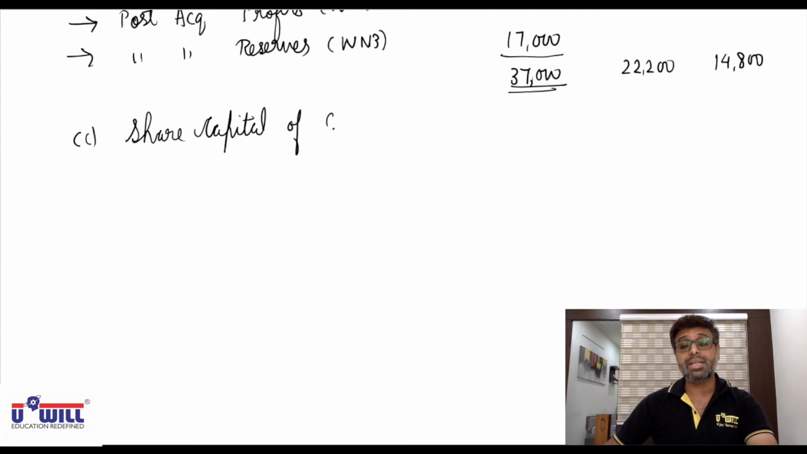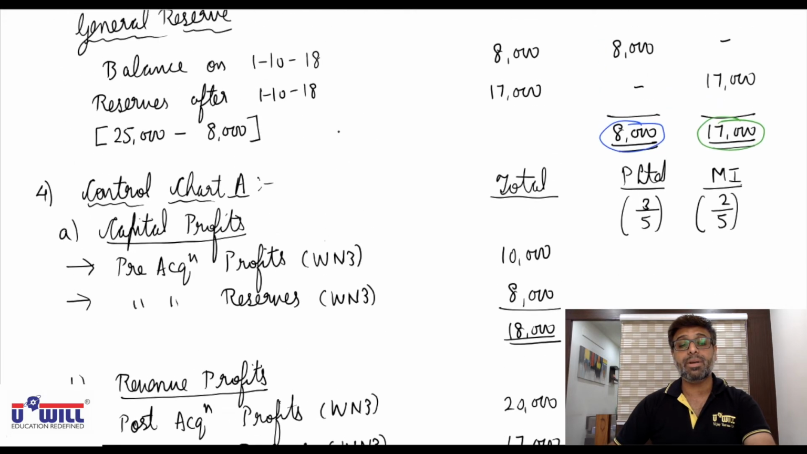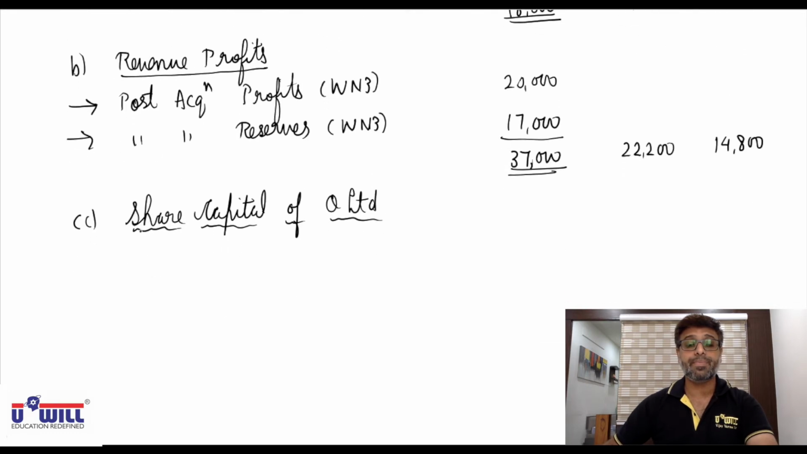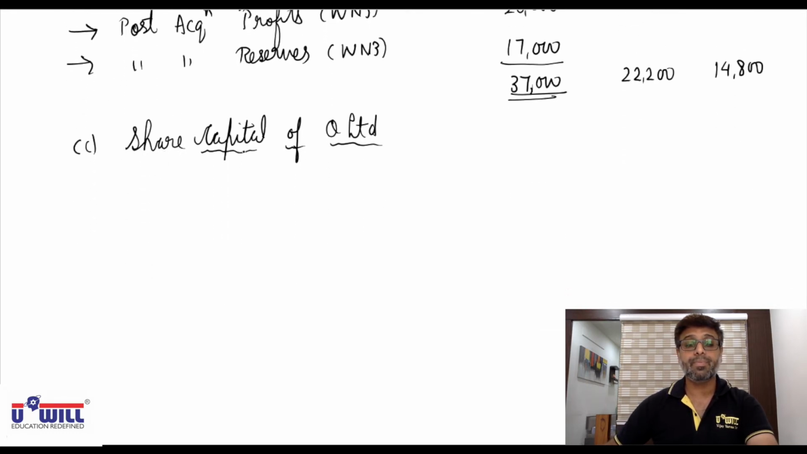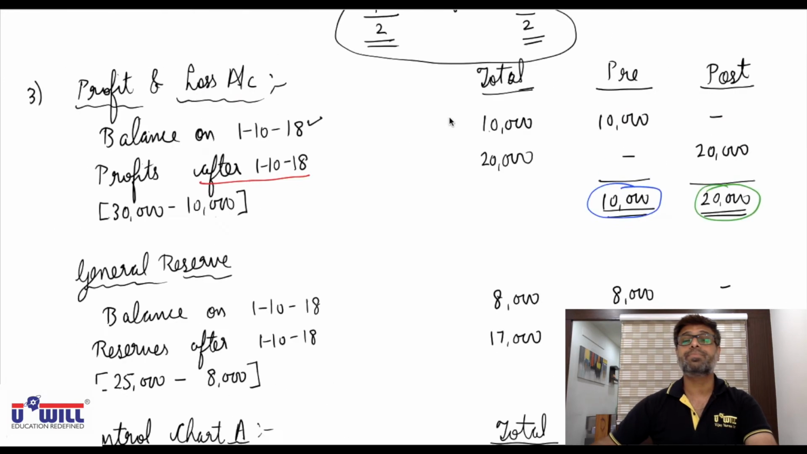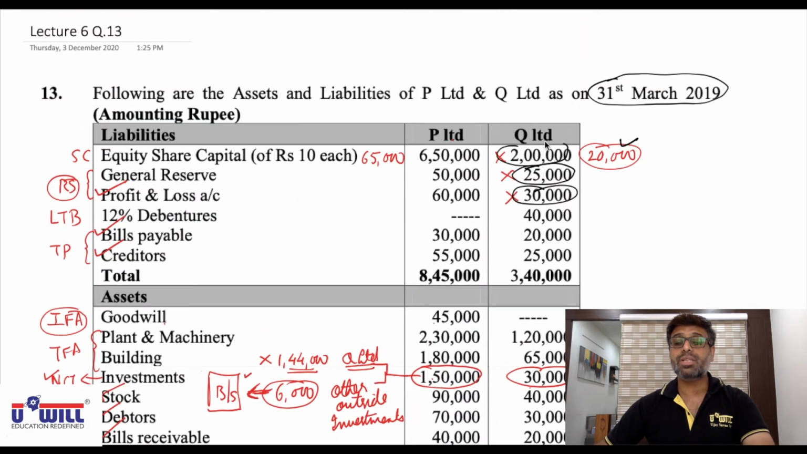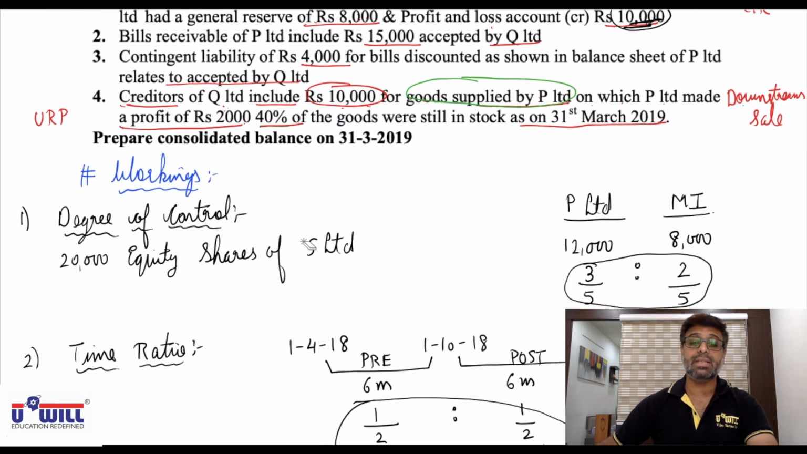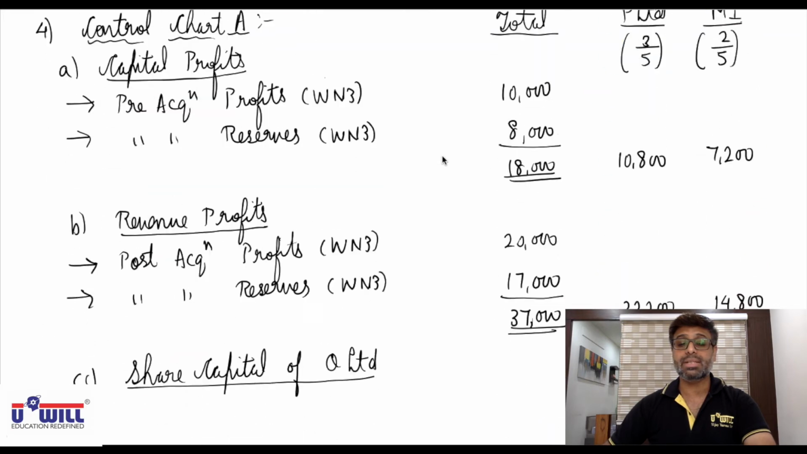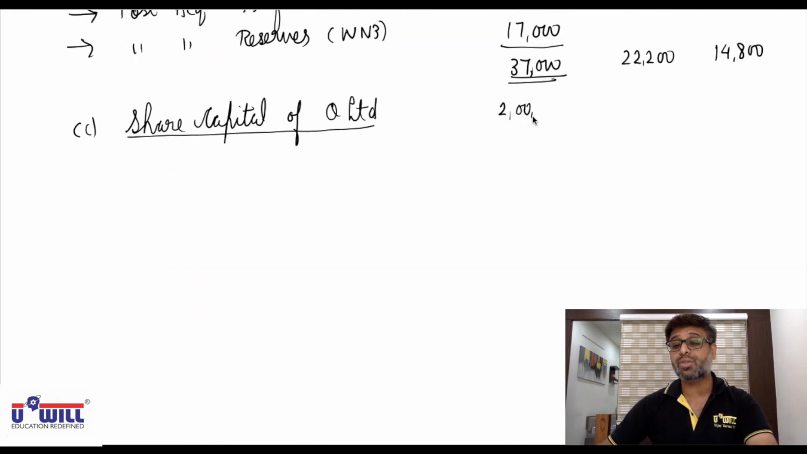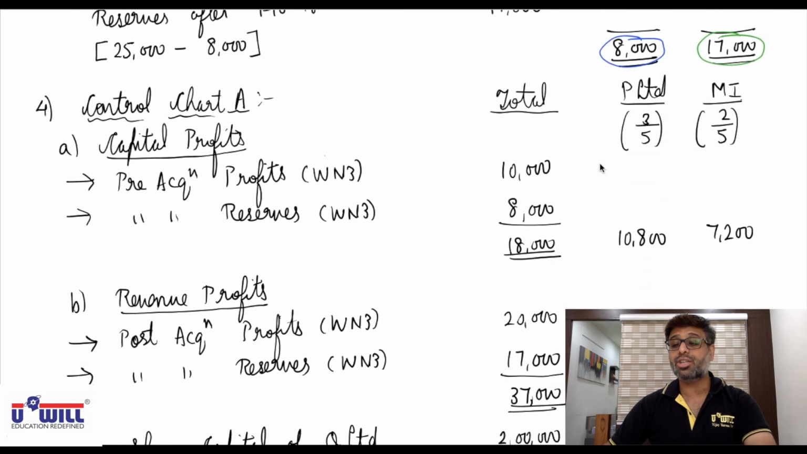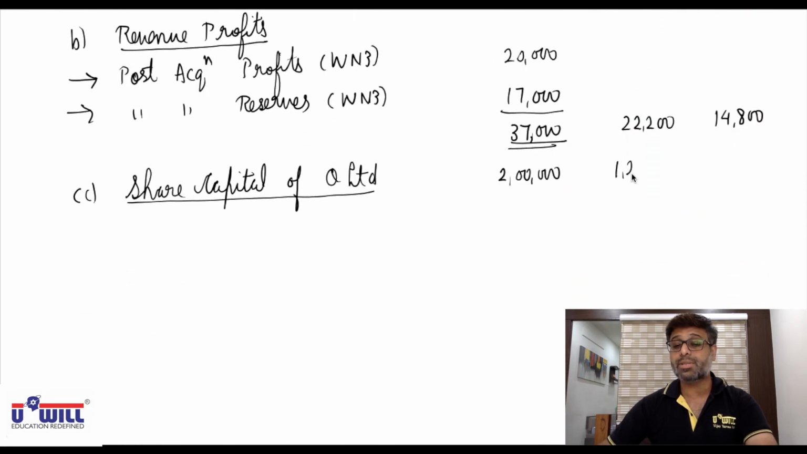Okay, subsidiary company Q Limited. What is share capital of Q Limited? All of you can see here in the balance sheet. ₹2 lakh. Okay, not S Limited, Q Limited in first working also write Q Limited. ₹2 lakh. That 2 lakhs again we will distribute in the ratio of 3:2. So 2 lakhs into 3 by 5, that is 1,20,000, and 2 lakhs into 2 by 5, that is 80,000.